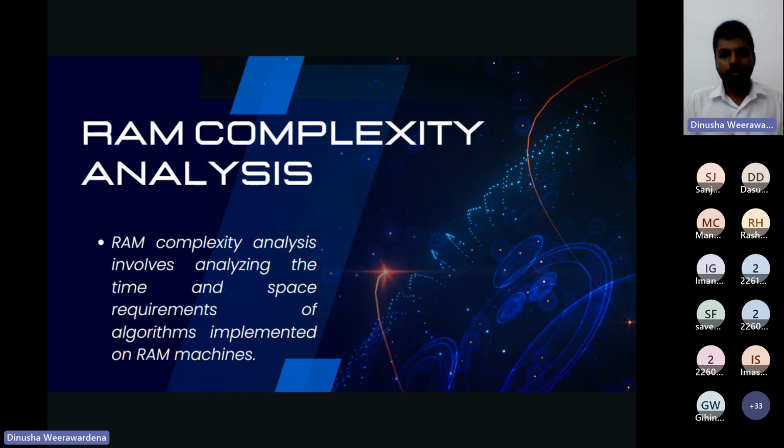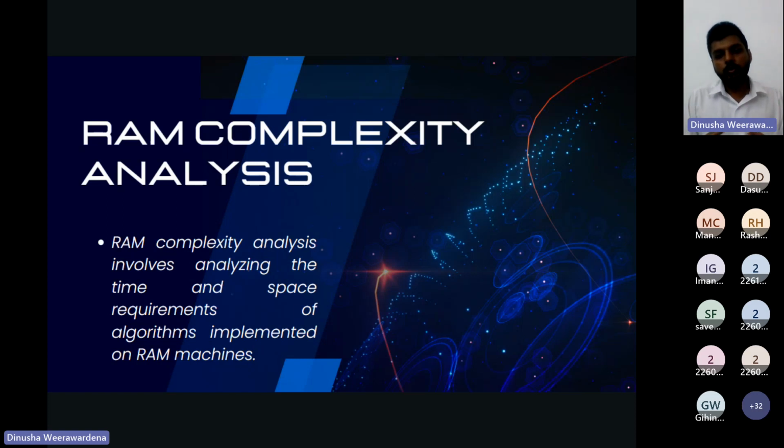Complexity analysis helps us to make informed decisions when designing algorithms. We want to create algorithms that can handle large data sets efficiently, minimizing time and resources. Complexity analysis guides us in choosing the best algorithm for a given problem and ensuring optimal performance.